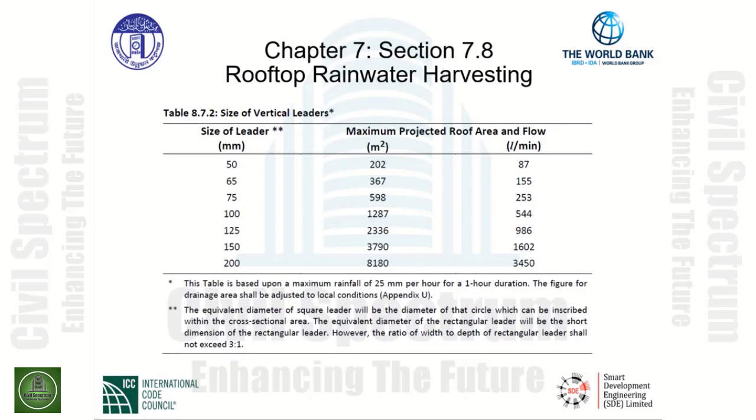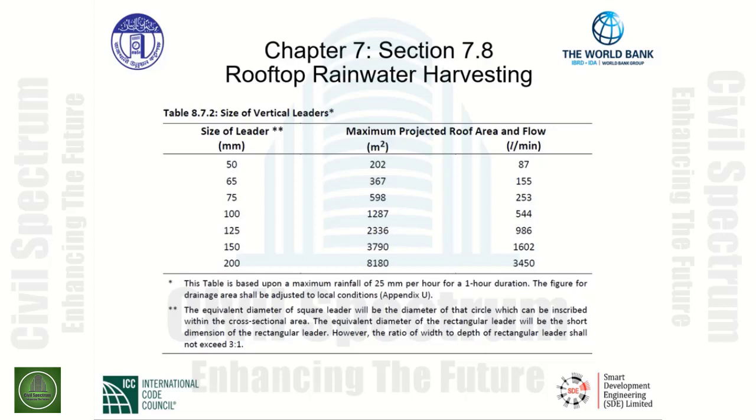Table 8.7.2, size of vertical leaders. The first column gives us the size of the leader in millimeters and ranges from 50 millimeters to 200 millimeters. The maximum projected roof area and flow are given in the second column in square meters, and the third column is the flow in liters per minute. Now there are notes to the table as indicated in the asterisk, single and double asterisk below. The notes are applicable when referenced.